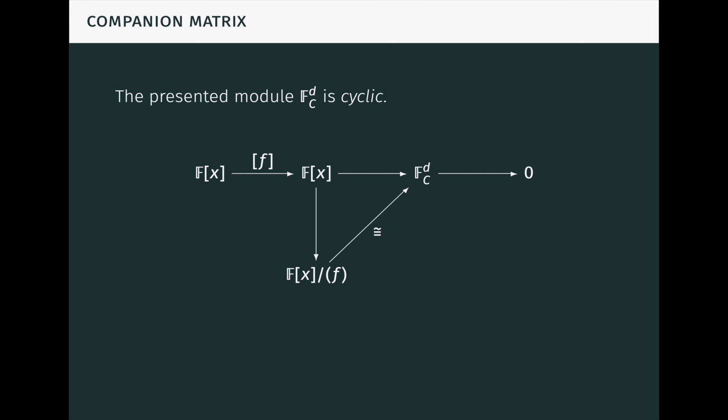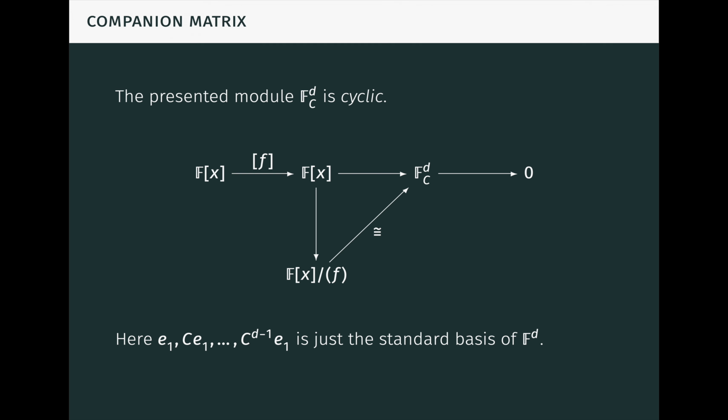It follows that the presented module is F^d_C, which is called a cyclic module since it's generated by powers of C. More specifically, if we look at the columns of C, we see that the image of the first standard basis vector in F^d under powers of C is the standard basis for F^d.